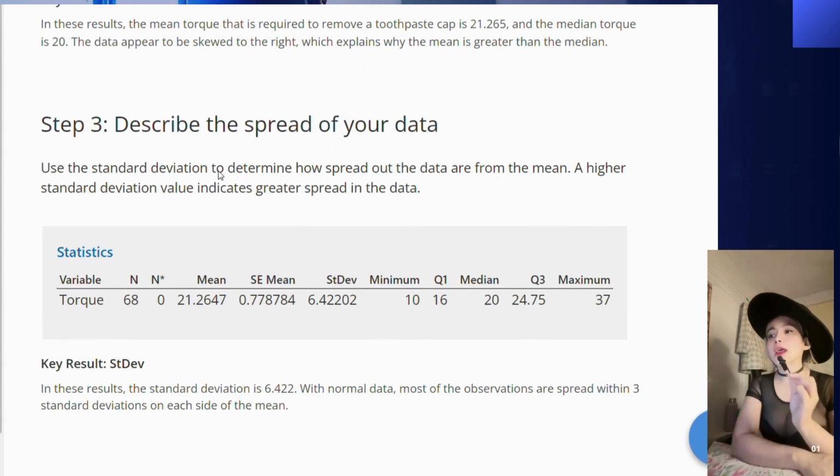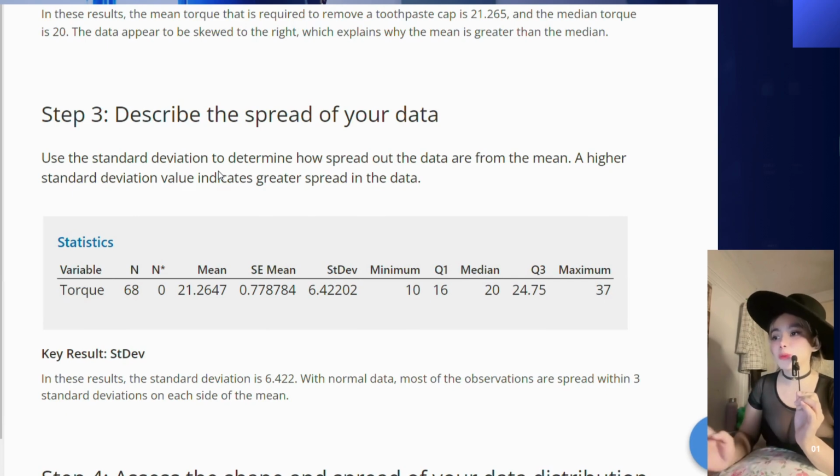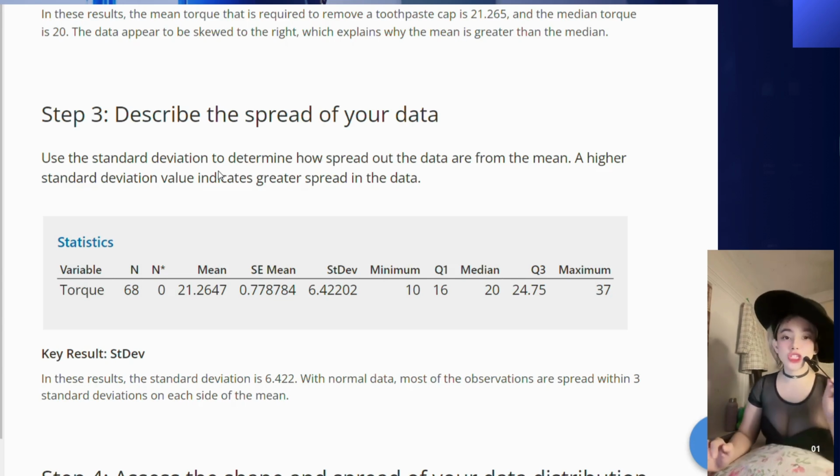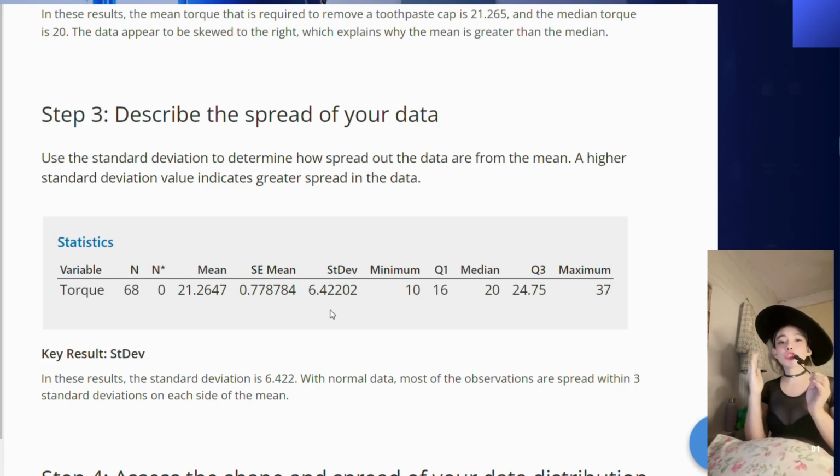So, number three, describe the spread of your data. Use the standard deviation to determine how spread out the data are from the mean. A higher standard deviation value indicates greater spread in the data. So, in the results, the standard deviation is 6.42202. With normal data, most of the observations are spread within 3 standard deviations from each side of the mean. So, 1, 2, 3, 1, 2, 3.